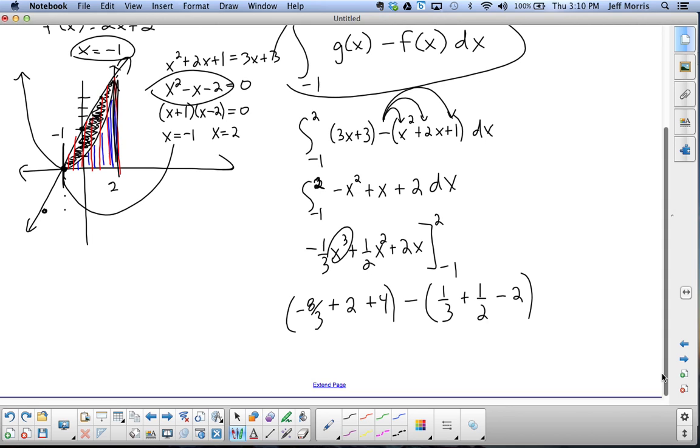And then to simplify this, finish it, I'm going to go ahead and these have a common denominator. So I'm going to have negative 8/3 minus 1/3 is negative 9/3, which is negative 3. So those are gone. We can have, let's see, 2 plus 4 is 6. So we have plus 6 minus 1/2 plus 2. So there's 3, there's 5, and then 5 minus 1/2 is 4.5 or 9/2. There you go.